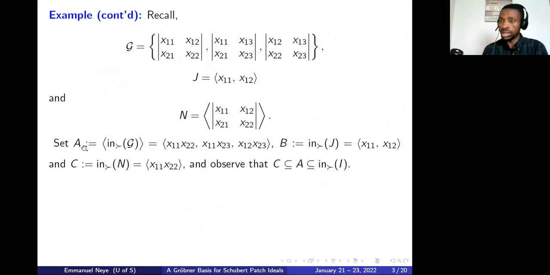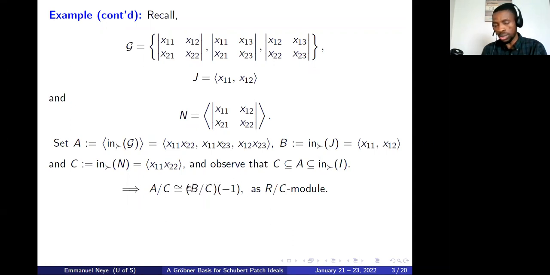So continue with this example. If we set A to be the ideal generated by the initial term of each minor in this set G with respect to the lexicographic term order I said earlier, we get this. We set B to be the initial ideal of J with respect to the same lexicographic term order, and C to be the initial ideal of N with respect to that term order. We get this, and from all these settings we have this inclusion, and as a result we can see easily that we have this R/C module isomorphism.